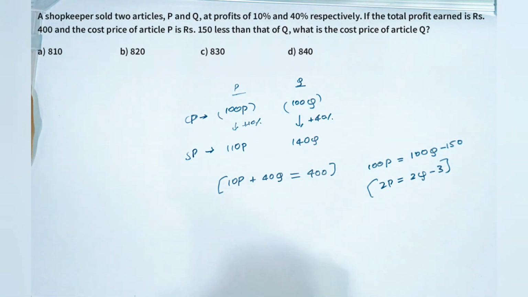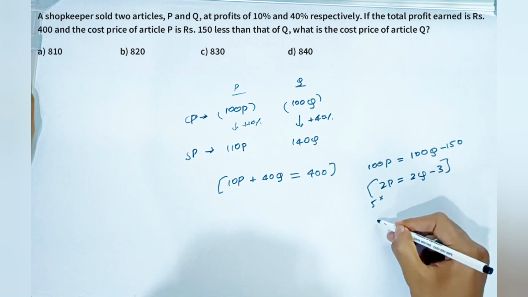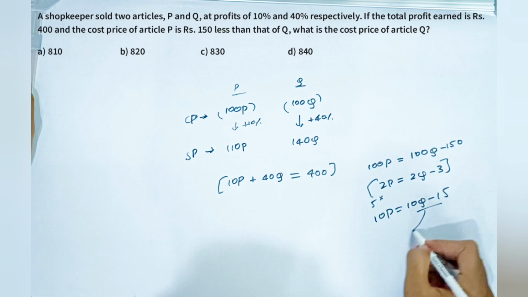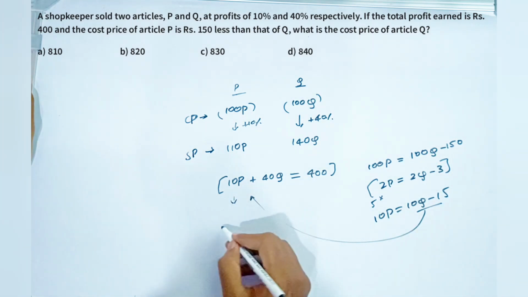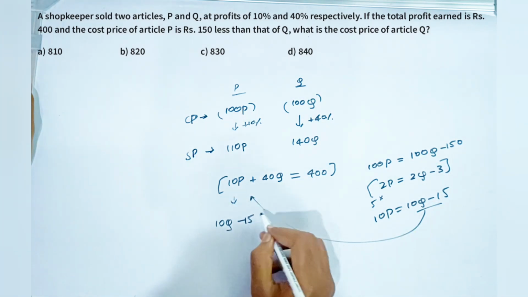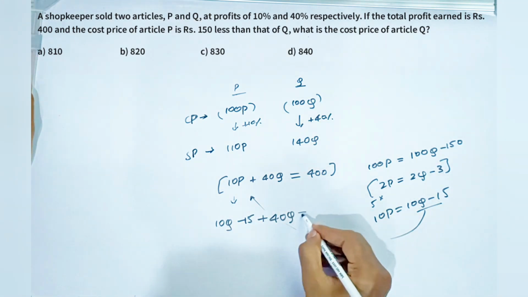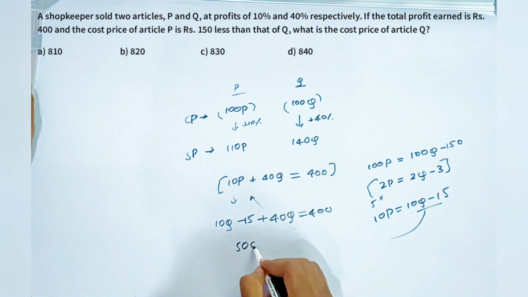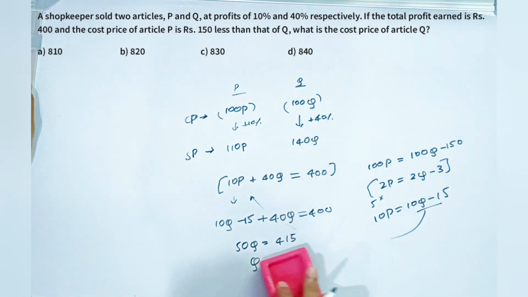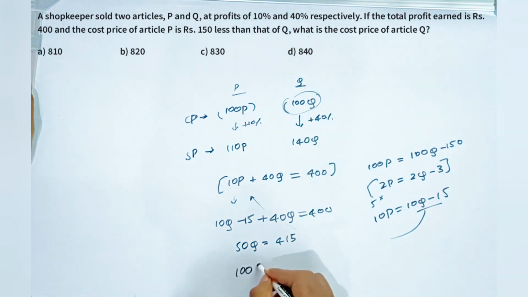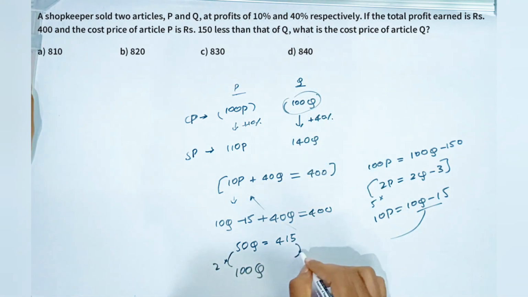We have to solve these equations. I'm multiplying this by 5. We get 10p is equal to 10q minus 15. I'm substituting this here. After that we get 10q minus 15 in the place of 10p, plus 40q, that is equal to 400. 10 plus 40, 50q, that is equal to 415. What we need to find is the cost price of Q, which means we have to find 100q. So 50q is nothing but 415, 100q is 415 into 2, which is 830, right? So 830 is the answer.